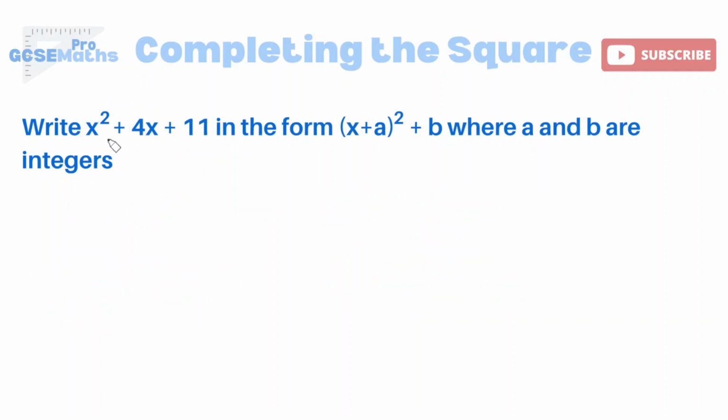So write x squared plus 4x plus 11 in the form (x + a)² + b, where a and b are integers. My first step is to draw the brackets, squared, with the x because it's just x squared. Copy the same symbol as the middle term, but you're going to half it, okay? So plus 2. From the previous example, we know that if we expand this, we're going to get x squared and we're going to get 4x, aren't we?